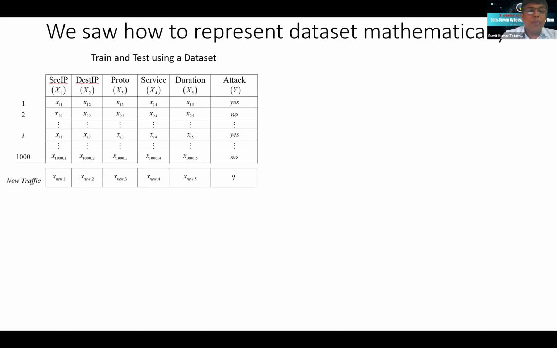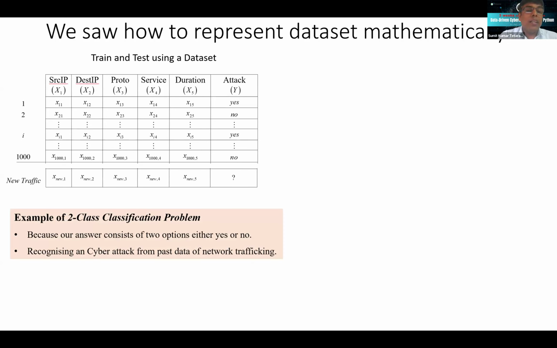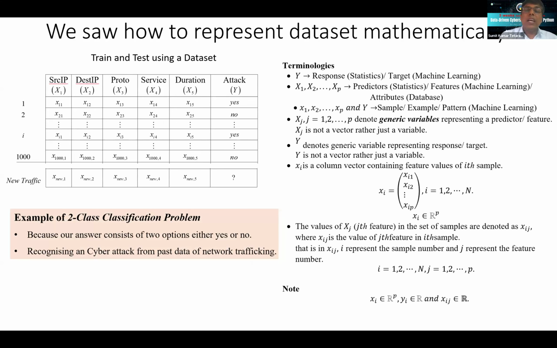The final goal is to make a machine learning model, so that if new traffic comes, we can detect whether it's an attack or not. That was the concept we have understood. And this is a classification kind of problem because there are two outcomes, yes and no. We have written down everything here: what is y, what are x1, x2 and small x1, x2. Everything is clear to you. Now, how can we represent the concept that I discussed with you?